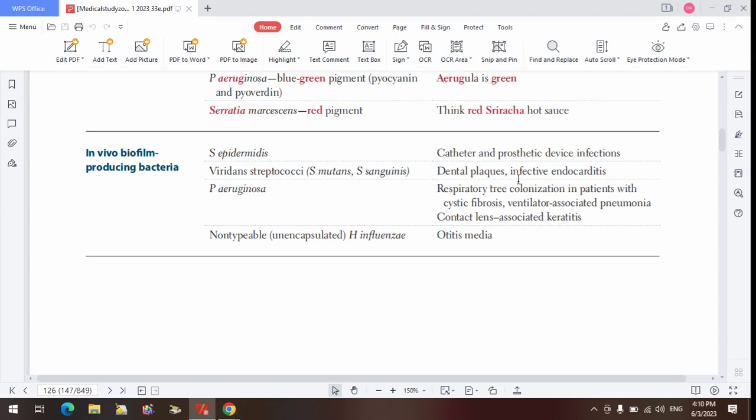Maybe the person has a prosthetic heart valve, or there is a damage to the heart valve already. Maybe there's a regurgitation, there's stenosis, and the person has this dental plaque, goes for a dental procedure, you can have dislodgement of those bacteria from the dental plaques into the bloodstream, and from the bloodstream they can deposit within that diseased cardiac valve and cause infective endocarditis.